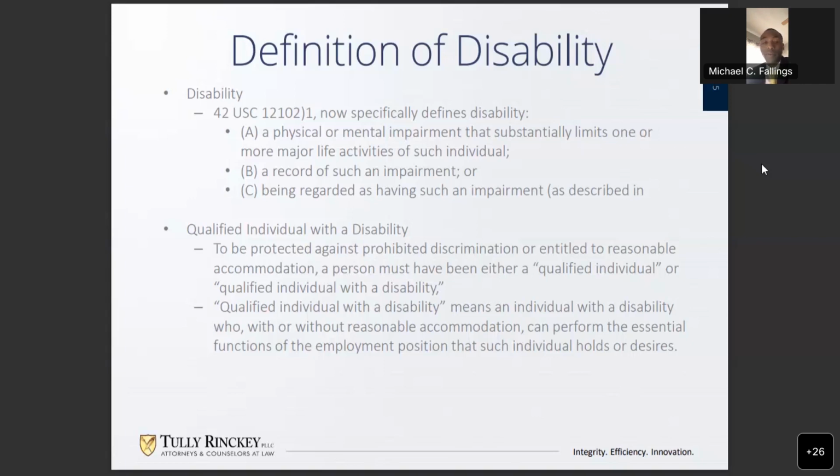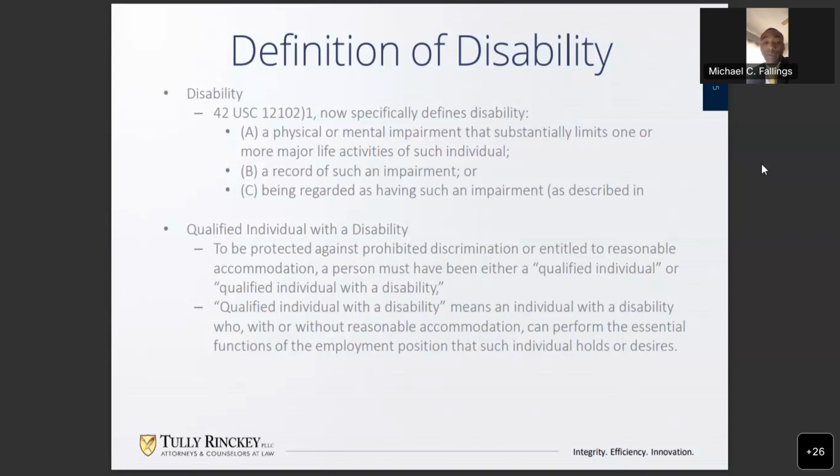The other part of the definition is being regarded as having such an impairment. This is interesting. This is when an agency, perhaps a supervisor, considers an employee to have an impairment, even if that employee doesn't actually have a disability. A supervisor may believe, even mistakenly, that an employee has a disability. That employee could still meet the definition of a disability, even if there isn't a diagnosis, if the agency regards the employee as having a specific disability.